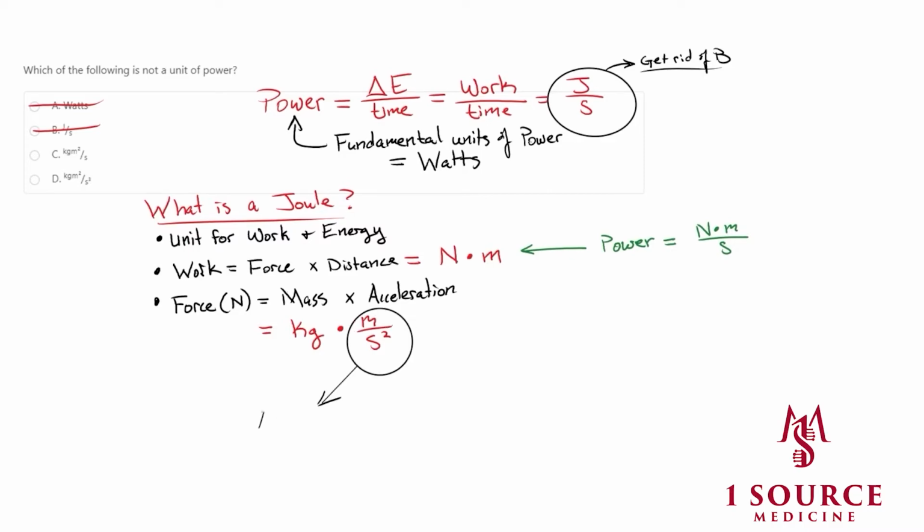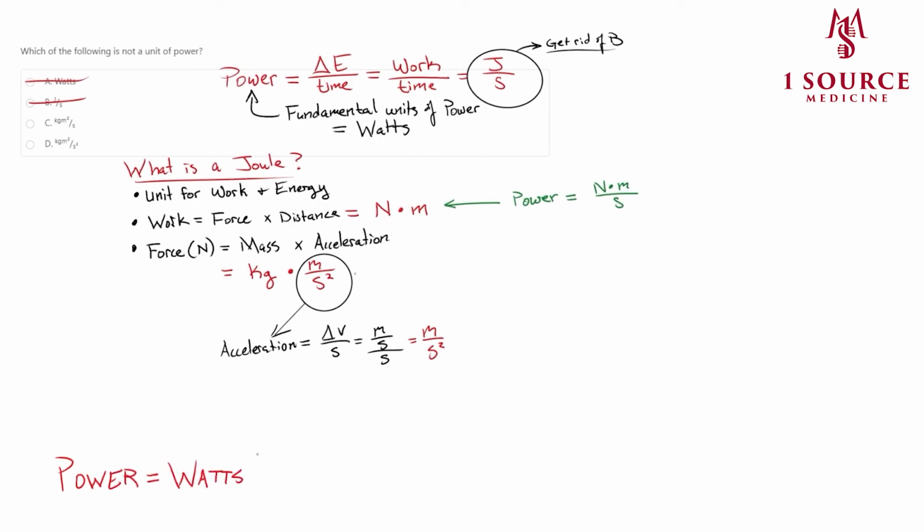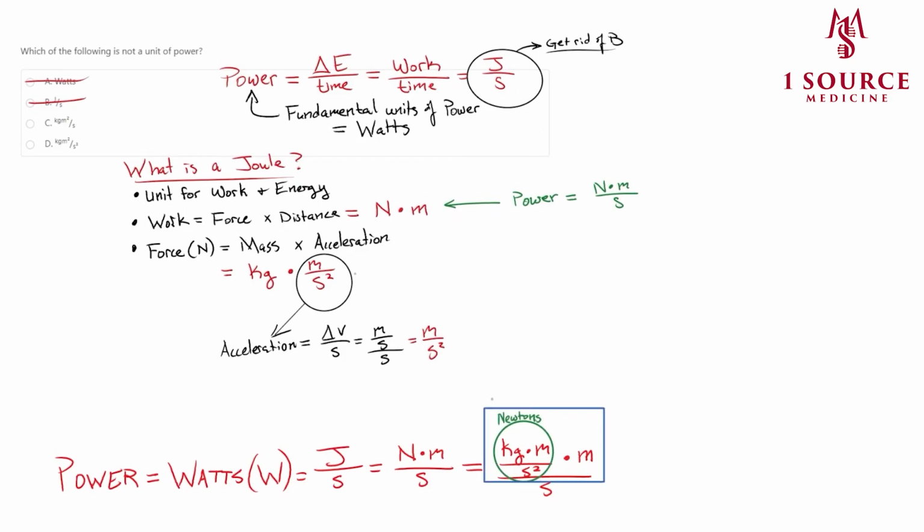Fortunately, acceleration can be broken down further still into change in velocity per time, the units of which are meters per second, velocity, per second, or in other words, meters per second squared. Either way, our power equation, which started out as watts and was then broken into joules per second, then newton meters per second, has finally reached the end of its reductionist road in the form of kilograms times meters per second squared times meters, all divided by seconds. If you look closely, you can see the emergent parts, newtons, joules, and ultimately watts, staring back at you.